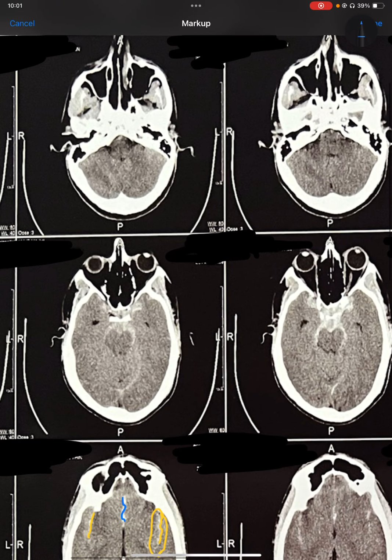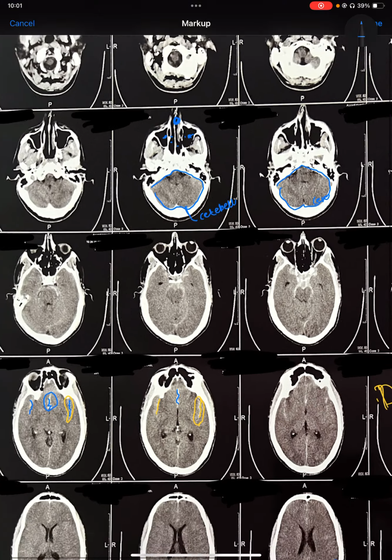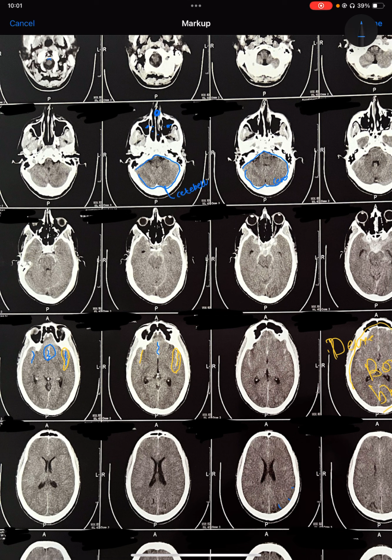See, this is the cerebellum. This is the posterior fossa. This is the posterior part of the brain. This is the nose part. We can see these are the nasal sinuses, maxillary sinuses, and this is the cerebellum. This is the posterior aspect, the posterior cranial fossa. We know this is the foramen magnum where the spinal cord starts.